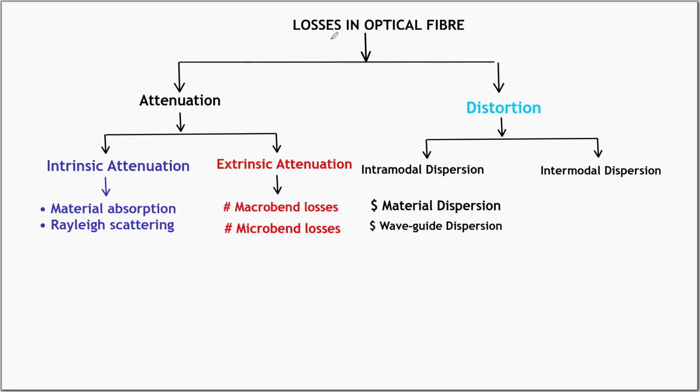In this video, we have seen various losses in optical fibers. We have said that losses in optical fibers can be broadly divided into two categories. First one is attenuation, the second one is distortion. Attenuation is again due to two different factors: intrinsic attenuation and extrinsic attenuation. The intrinsic attenuation is explained using material absorption and Rayleigh scattering. The extrinsic attenuation is explained using macro bend losses and micro bend losses. In the dispersion, we have intramodal dispersion and intermodal dispersion. The intramodal dispersion is due to the material dispersion and waveguide dispersion. Thank you.